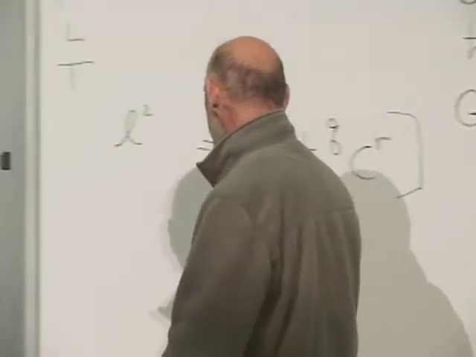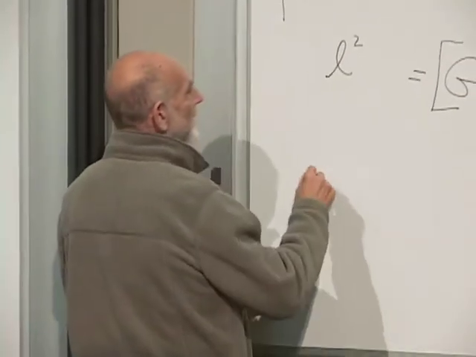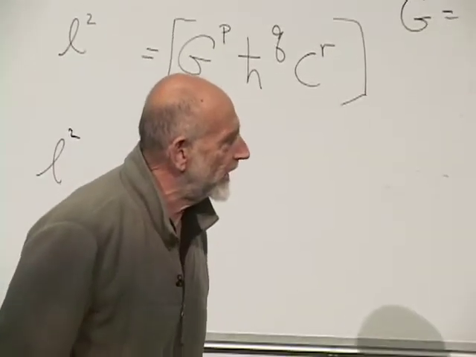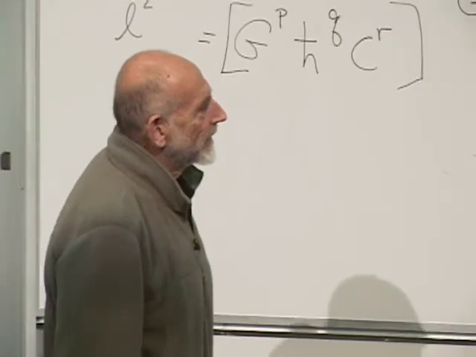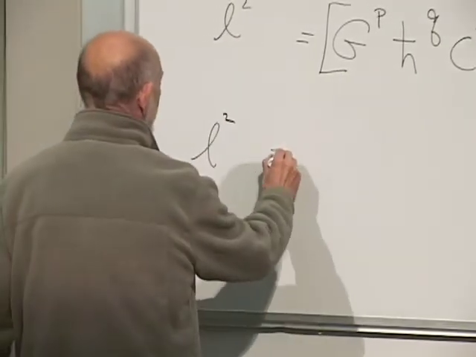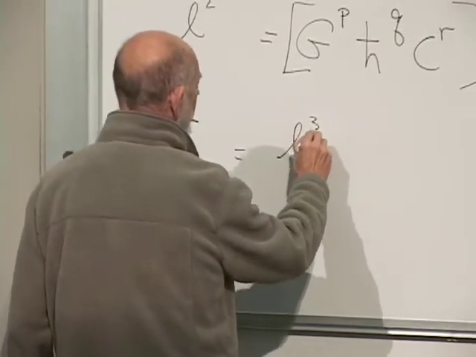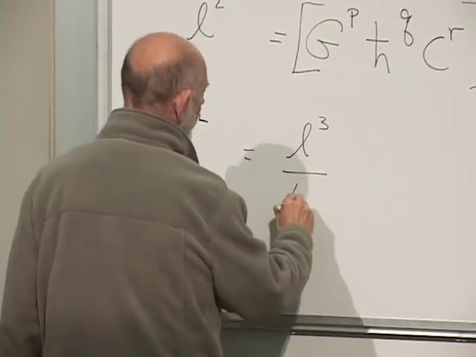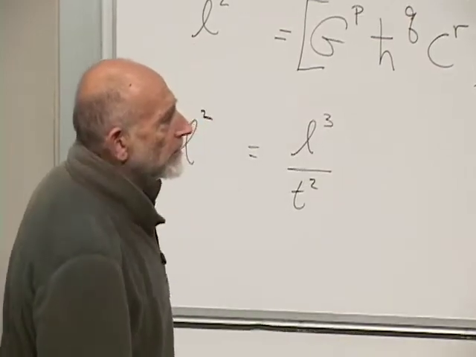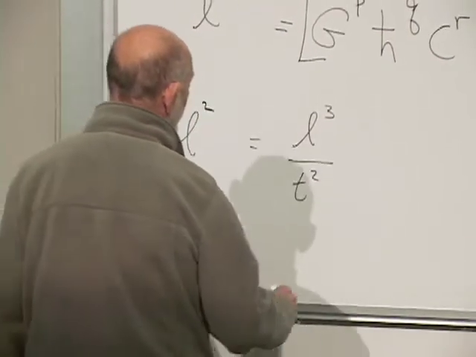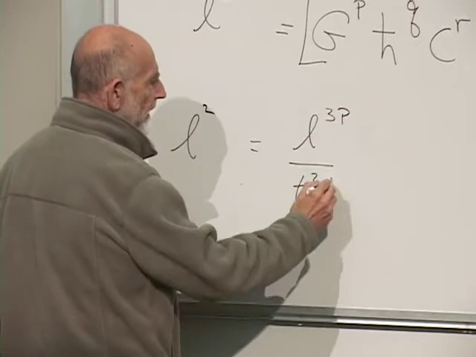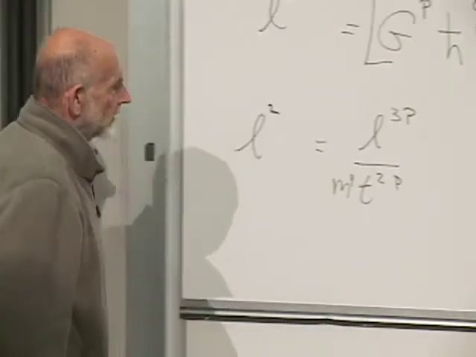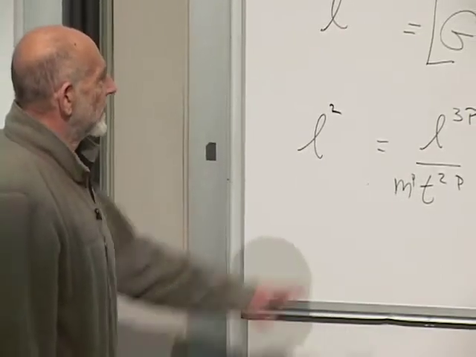Okay. So now we have on the left side length squared. Now let's go G to the power p. What's G again? All right, so it's L cubed over t squared times m in the denominator. So it's L to the 3p, t to the 2p, m to the p, right? That's G to the p.